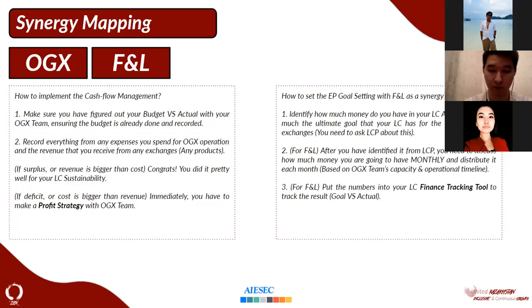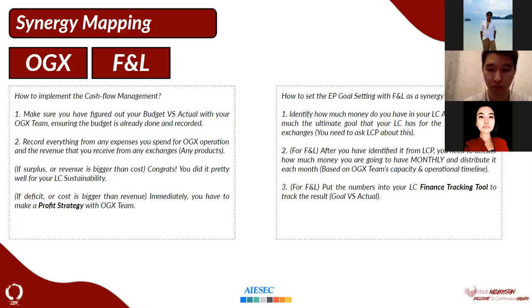Fourth, how to set the AP goal with FNL as a synergy. Firstly, identify how much money you have in your LC account and what the ultimate goal is that your LC has for the money from the exchanges. And for this, yes, you need to ask LCP about this too, because LCP is also determining how many goals for the OGX, like how many approved or how many completes that LC needs to have.